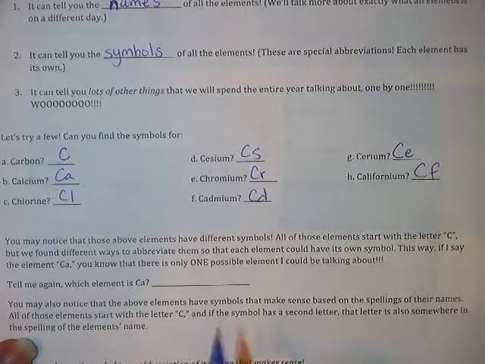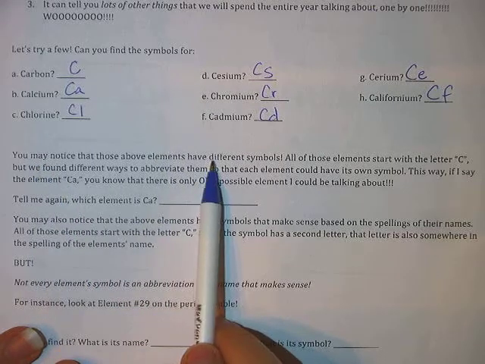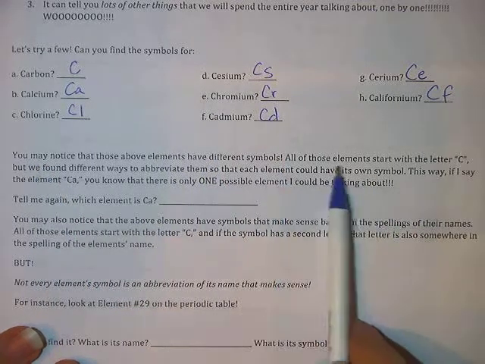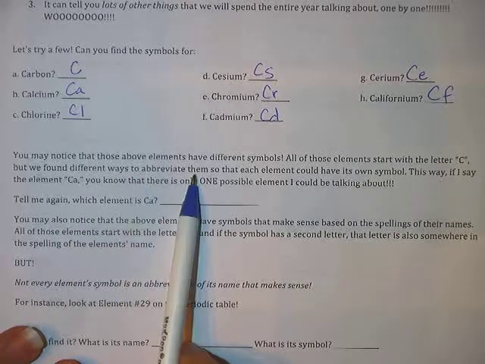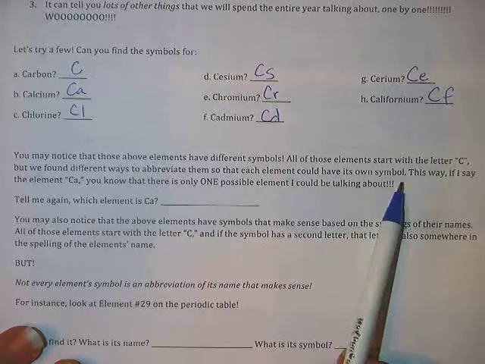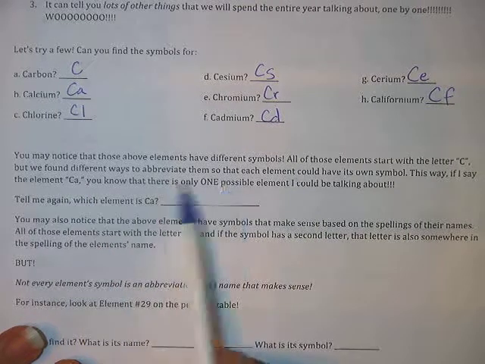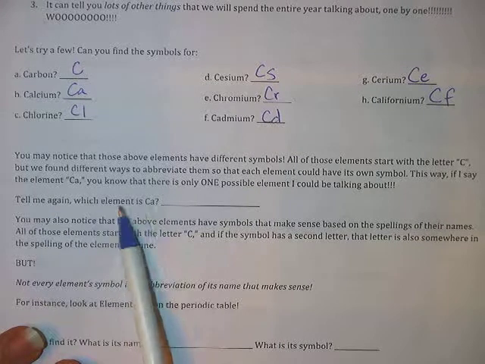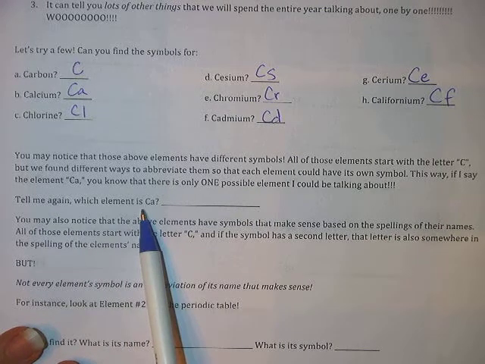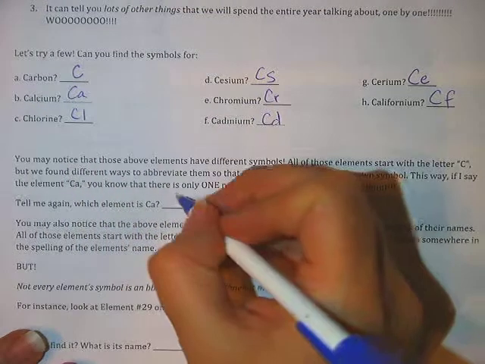And let's talk about what you found. You may notice that these above elements have different symbols. All of these elements start with the letter C, but we found different ways to abbreviate them so that each element could still have its own symbol. This way, if I say the element Ca, you know there's only one possible element I could be talking about. Tell me again, which element is that? Ca? Which element? Bingo, it's calcium. You're right.